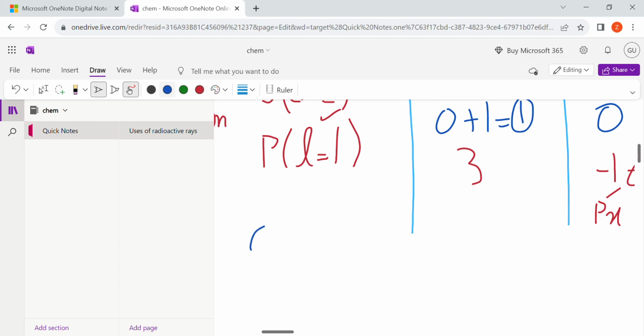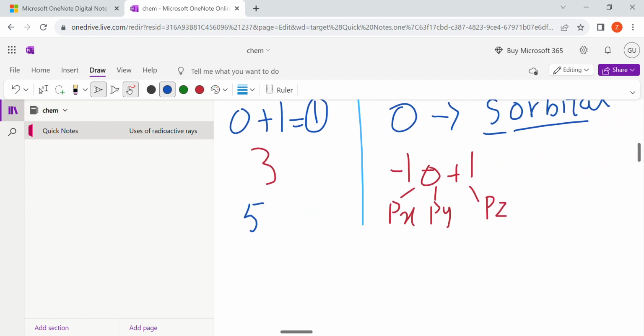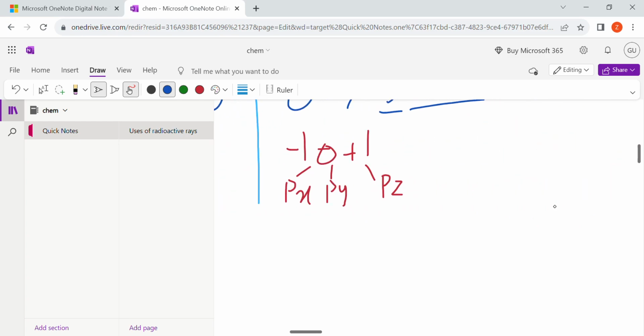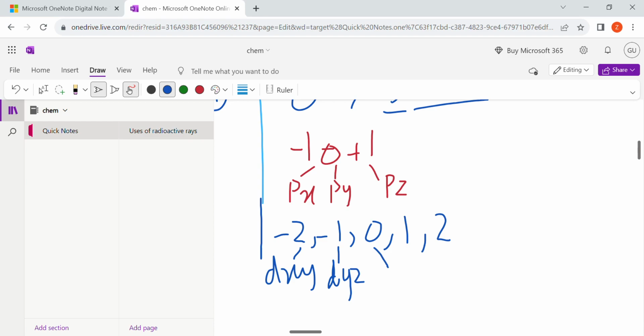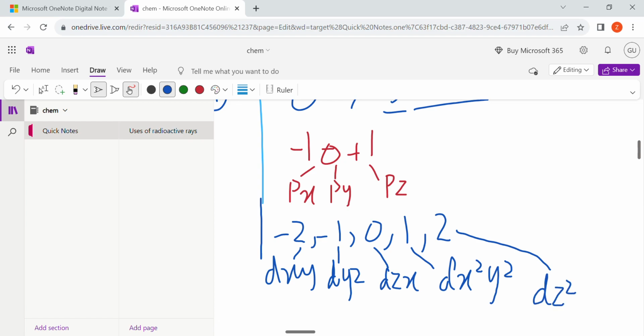Then we have d. Now we're going to calculate for d. We know that the l number of subshell d is 2. If we calculate with this formula, we'll get 5. Now let's see how we can name that, and the values would be -2, -1, 0, +1 and 2. So this would be dxy, this would be dyz, this would be dzx, this would be dx square minus y square, and that would be dz square, okay? This is how we will name them.